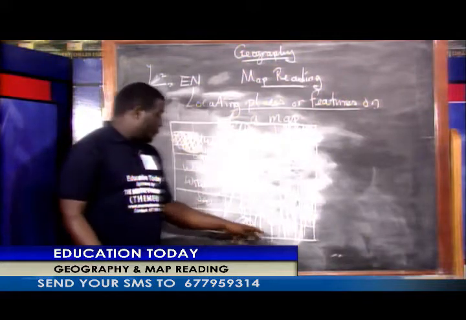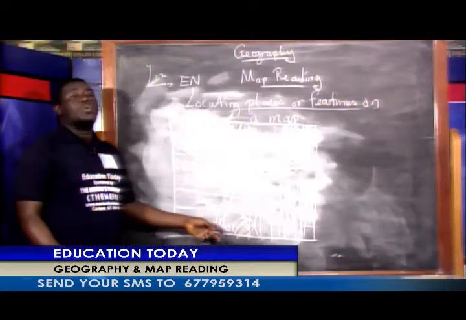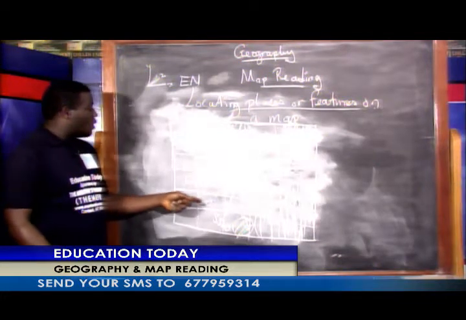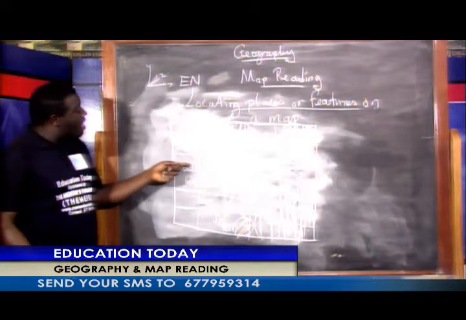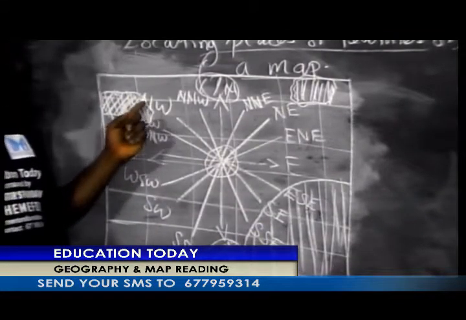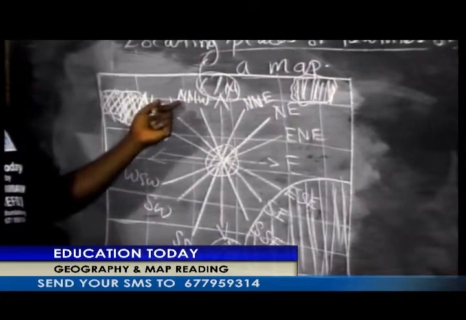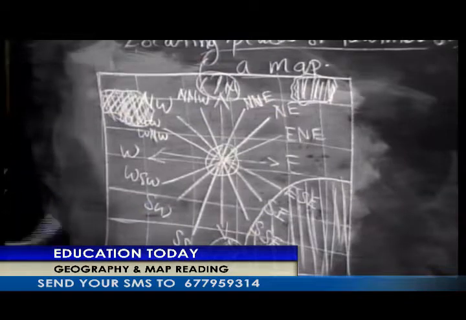Are we okay? And then we come to this other side. We have this section of southwest, and then we have the western section of southwest. And then we have the western section of northwest. We have northwest, and then we have the northern section of northwest. We want to make a step further to look at the bearings.